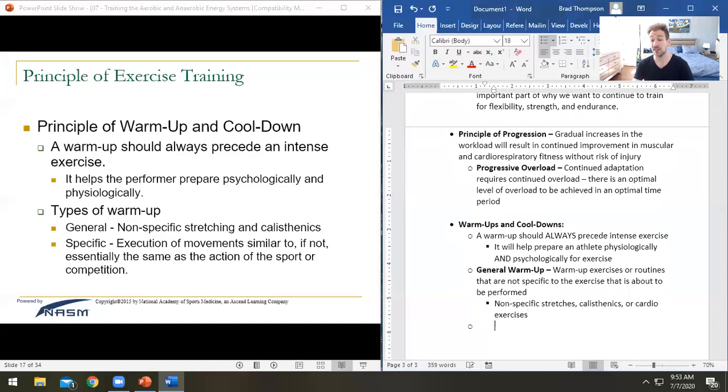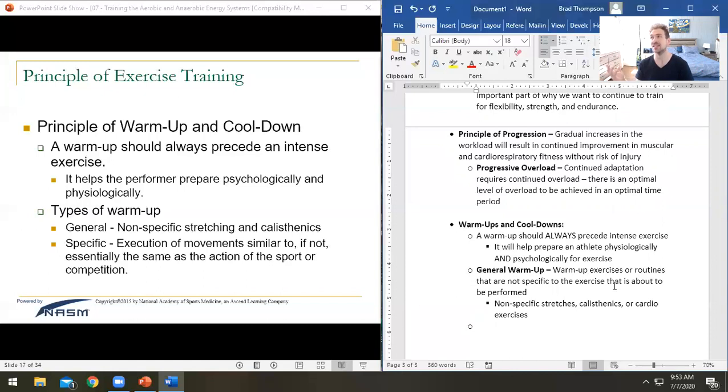Now, I'm not saying a general warm up is bad. I'm just saying it's not specific. And I know we put a lot of emphasis on specific sometimes, so it makes it sound like general warm up should be skipped. General warm ups are great. This is where you can work on your overactive, underactive muscles.